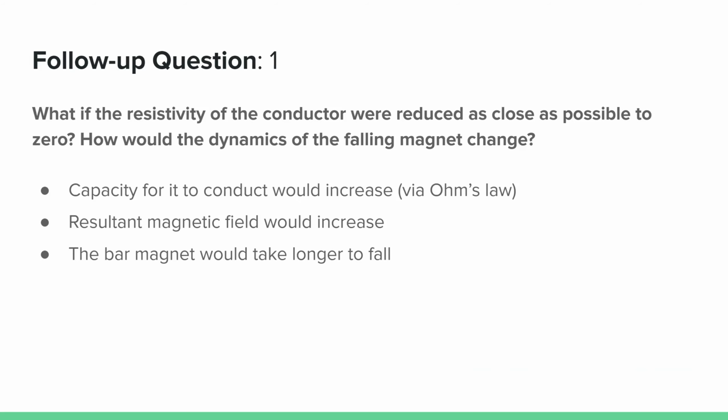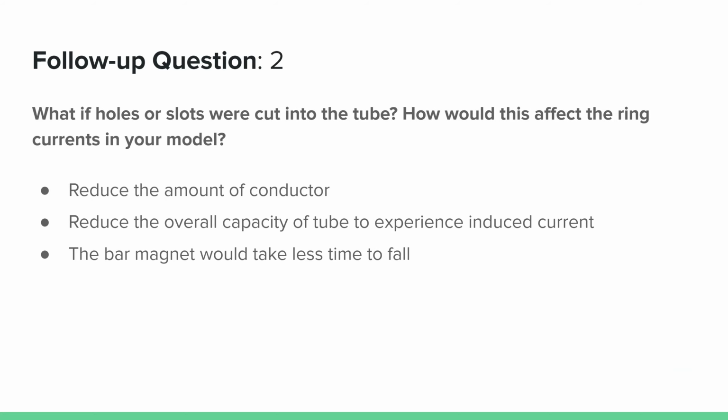Now that I've covered the procedure and results of the lab, I wanted to touch on a few follow-up questions. First, if the resistivity of the conductor were reduced as close as possible to zero, then the capacity for it to conduct would be greater, and as a result, the magnitude of the induced current and its resultant magnetic field would increase. Ultimately, this would cause the bar magnet to take longer to fully fall through the tube. On the other hand, if holes or slots were cut into the tube, then this would reduce the amount of conductor that could experience an induced current, and would overall reduce the capacity of the tube to experience an induced current and slow down the magnet. As a result, the bar magnet would move through the tube faster.